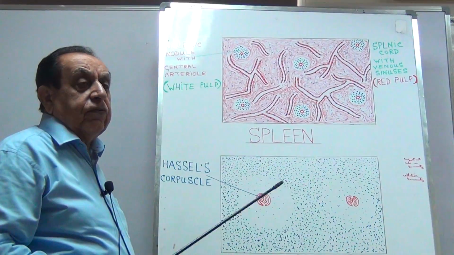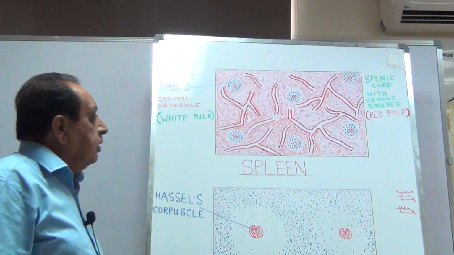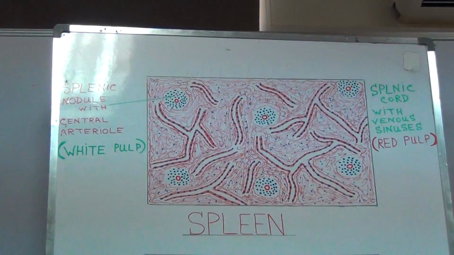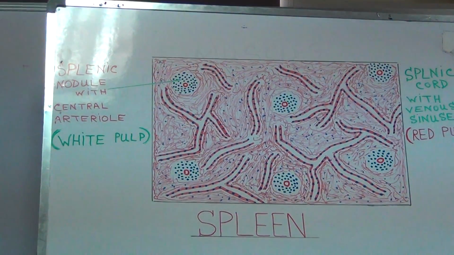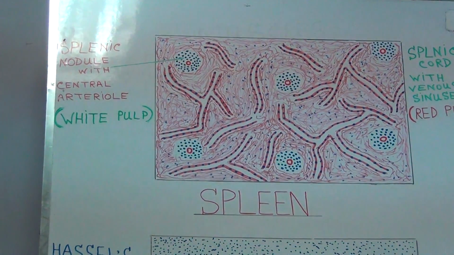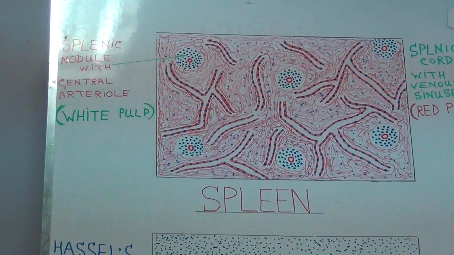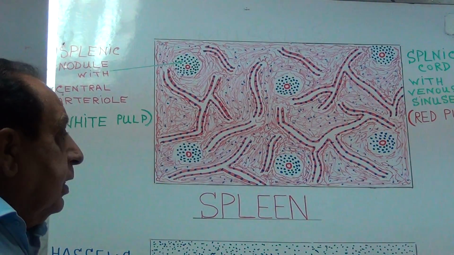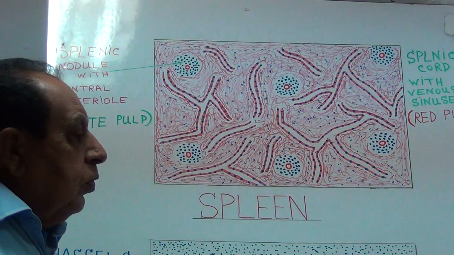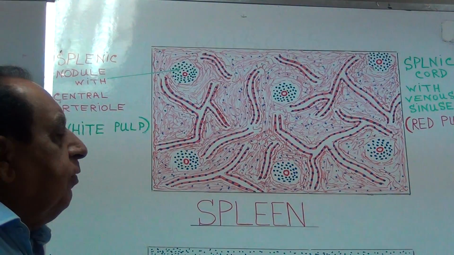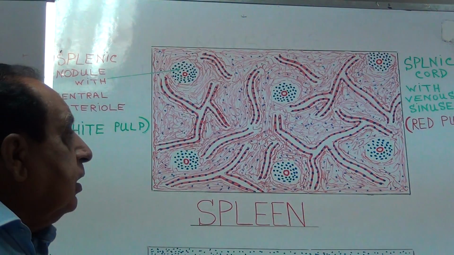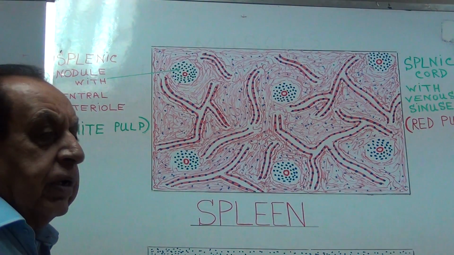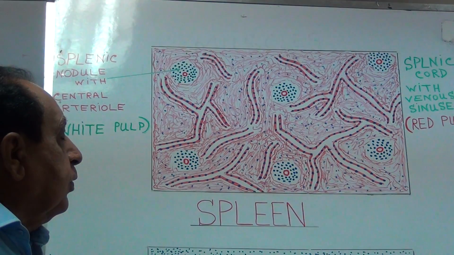Now, about the lymphoid organ spleen. The spleen is the largest lymphoid organ in the body, and it is covered by a capsule. It has no afferent lymphatic vessels, and it has no lymph sinuses. Its sinuses are present, but these sinuses contain blood instead of lymph.